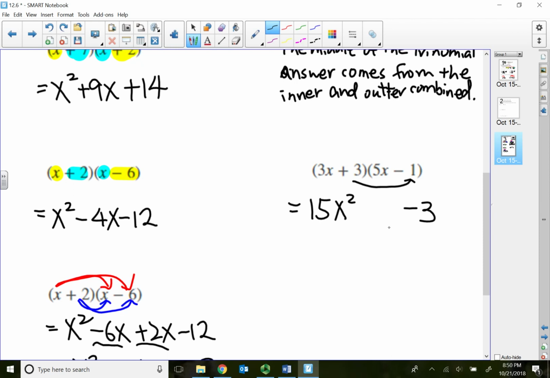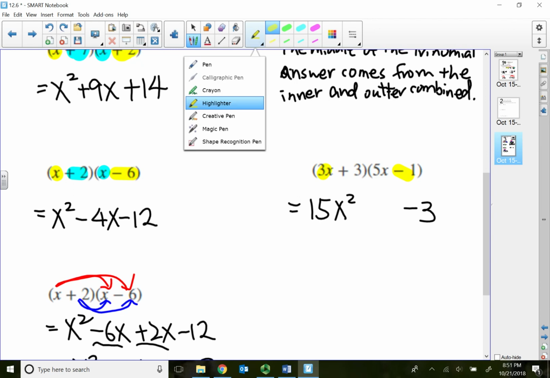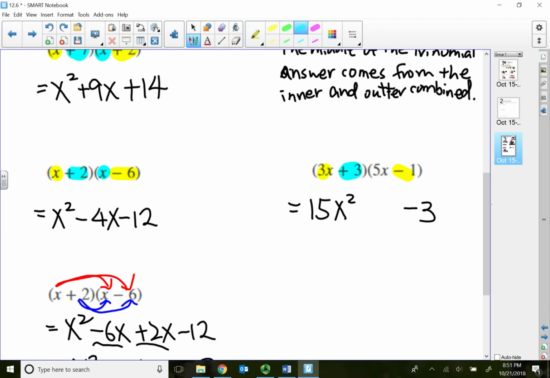So the middle term of my trinomial answer has to come from the inner and the outer combined. I'm going to highlight them for you. My outer is -3x. I'm just going to say -3. My inner is positive 15. So it comes in handy if you can do that in the calculator. You can just type in -3 plus 15. So -3 plus 15 is going to be positive 12x, right? -3 and 15 combined is positive 12. And that's my answer.